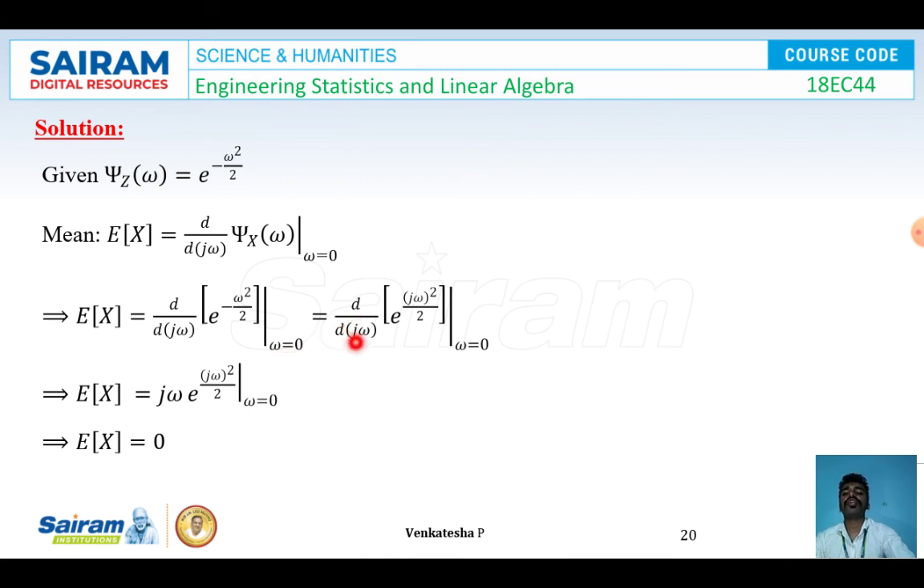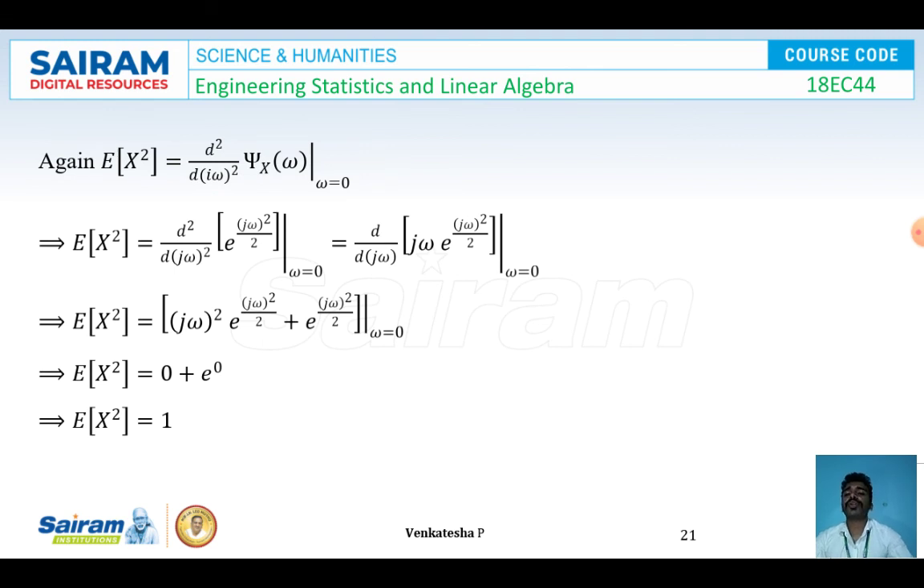So for d by d(jω), I'm converting this minus as j square. It will be equal to e power jω square by 2. So now after differentiation, it will become jω e power (jω) whole square by 2 at ω is equal to 0. So if I put ω is equal to 0 here, expectation of x will be equal to 0.